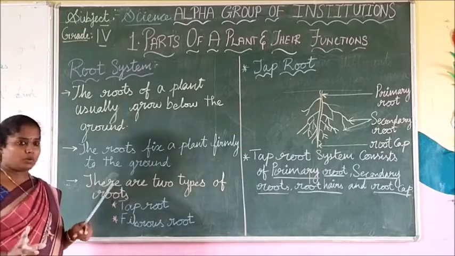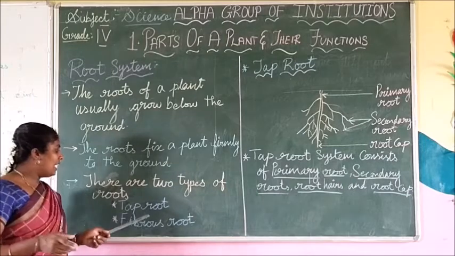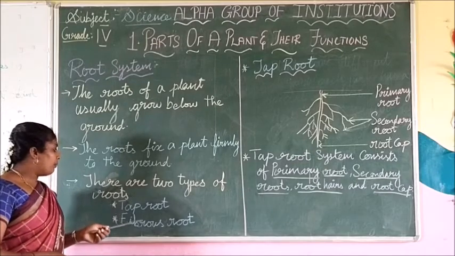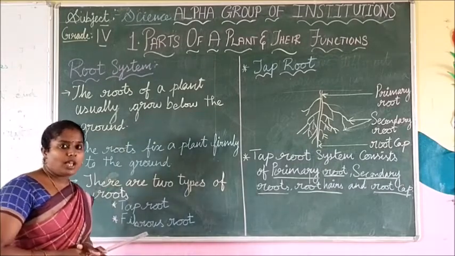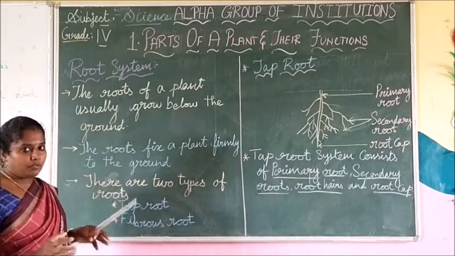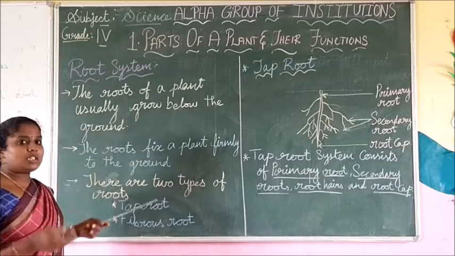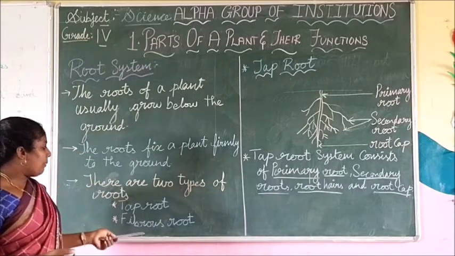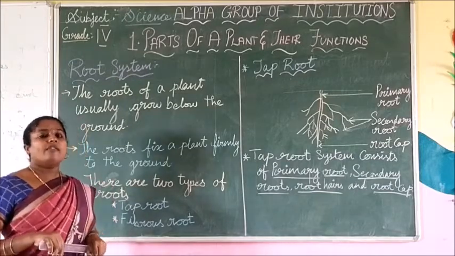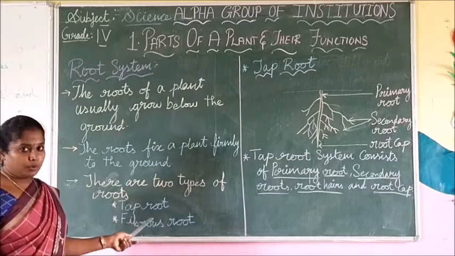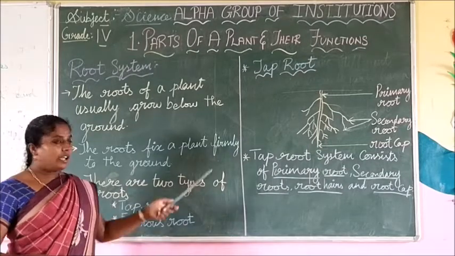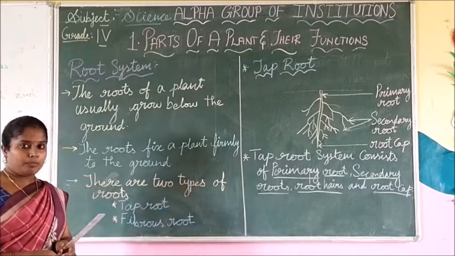There are two types of roots, taproot and fibrous root. Before, we saw the two types of system, root system and shoot system. Now we see briefly about the root system. The root system is divided into taproot and fibrous root. What are the types of roots? Taproot, T-A-P, taproot, and fibrous, F-I-B-R-O-U-S, fibrous root.